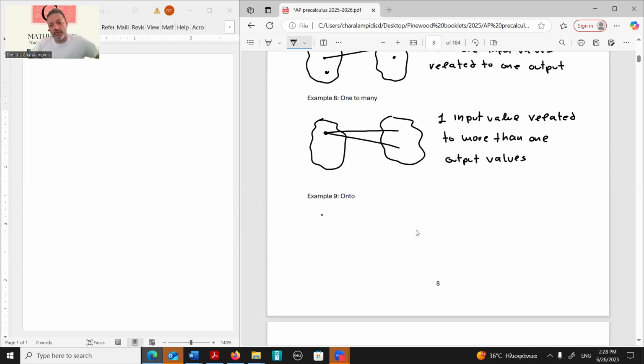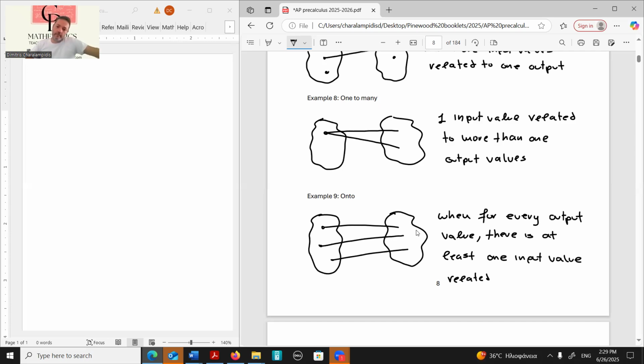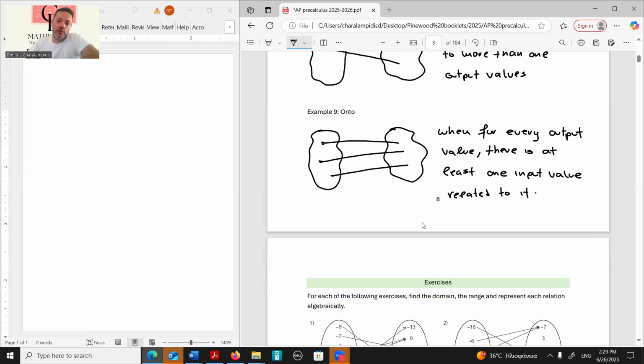Onto. I'm going to give you one example. Onto is when for every output value, there is at least one input value related to it. So what I drew is onto. An example of a relation not being onto would be, let me draw it somewhere here, could be this one. You see that for this output value, there is no input value relating to it.